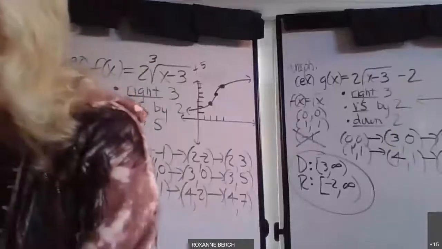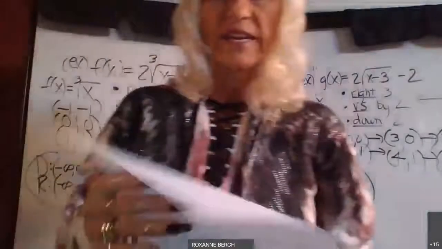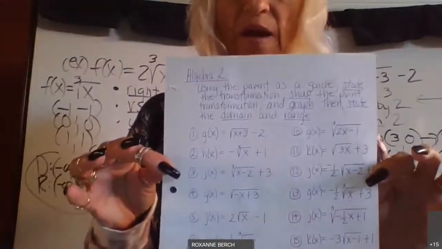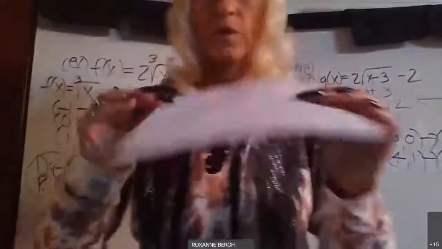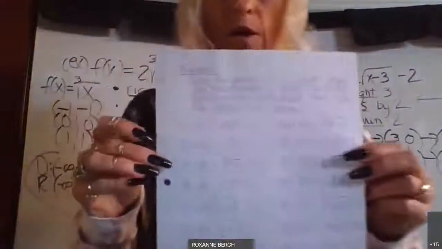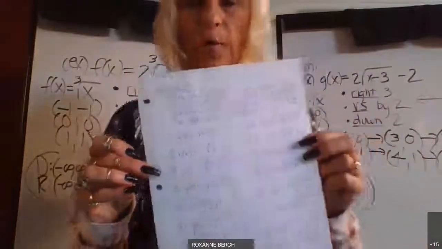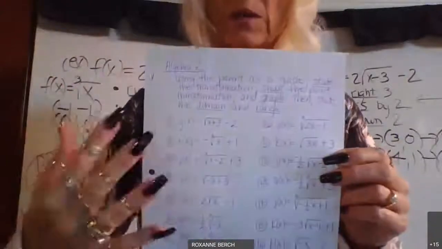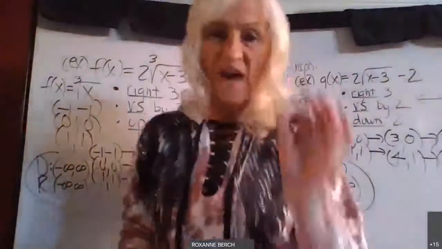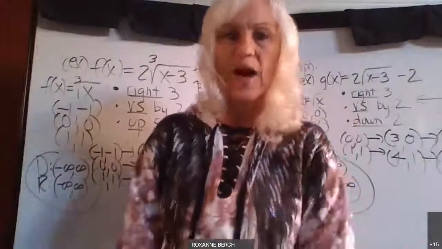Okay, so here's what you're going to do. You're going to go into your Math Wizard teams, and there's an assignment that looks like this. It says, using the parent as a guide, state the transformation, show the transformational points, graph, then state the domain and range. And if you notice, I mixed up the problems here. So some are square roots and some are cube roots. So this is pretty much your final opportunity to get this straightened out.